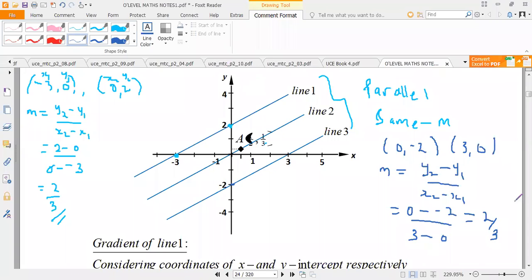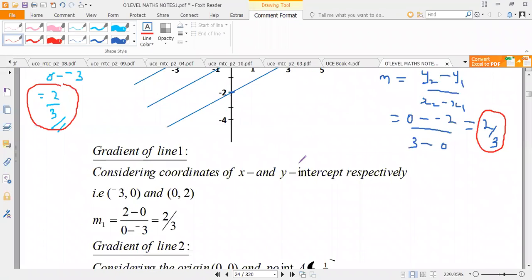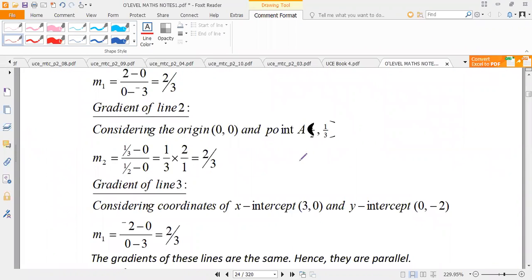So you can clearly see that we've got the same value of gradient. For line 1, the gradient is 2 out of 3. For line 3, the gradient is 2 out of 3. So clearly, when lines are parallel, they do have the same gradient, and that's why they will never meet at any point in time. They don't intersect at all because they have the same gradient, or call it the slope. The slope of the lines is the same.